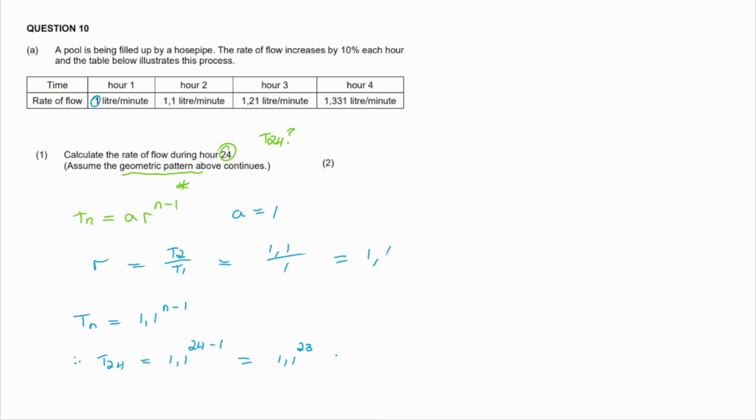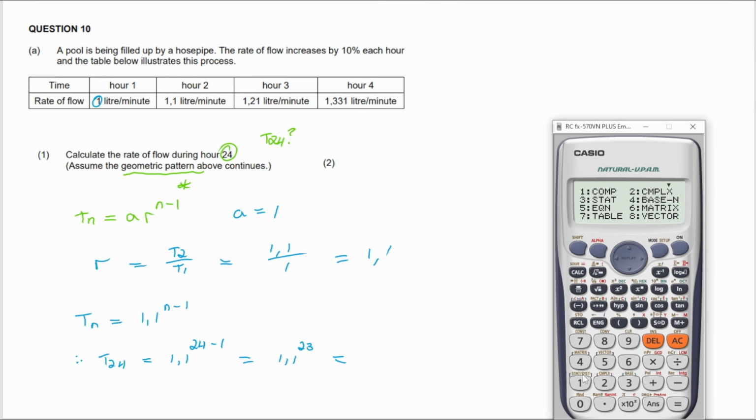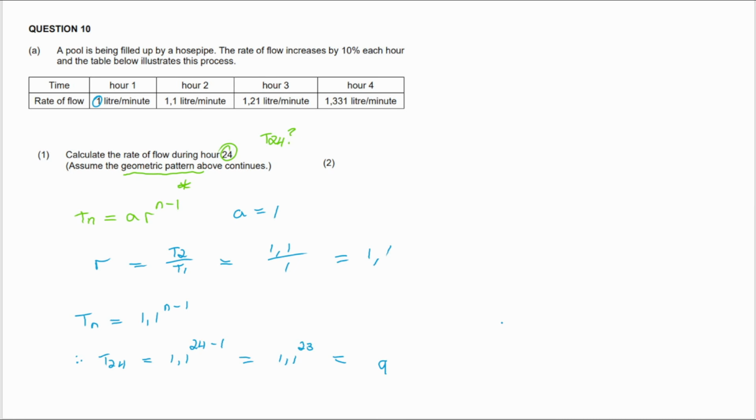Let's just get to it in the calculator. It is 1.1 to the power of 23. Remember the instruction was to 1 decimal place. So this is rounded to 1 decimal place: 9 liters per minute.